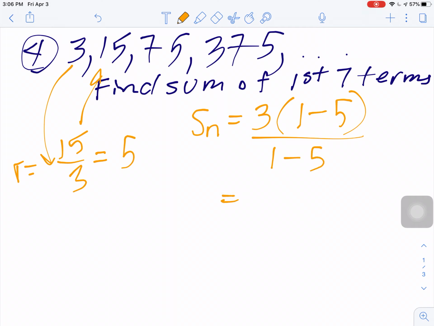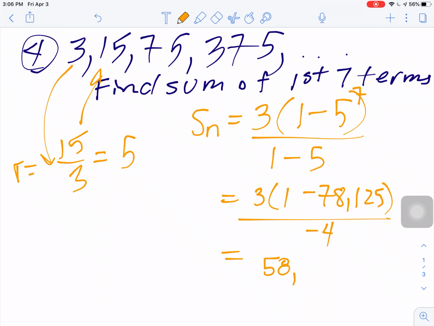So it's going to be 5 to the power of 7. So 3 times 1 minus 5 to the power of 7, which is 78,125, and 1 minus 5 is negative 4. So if you simplify that, you're going to get 58,593. And again, all of the work here is also done on page 639. Take a look at the next one.